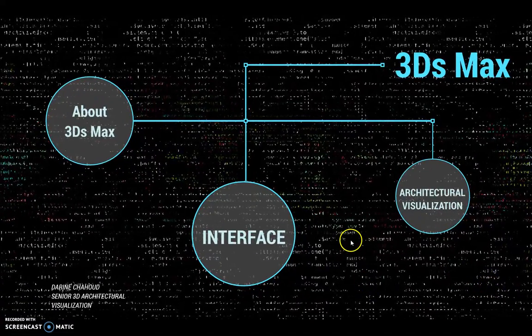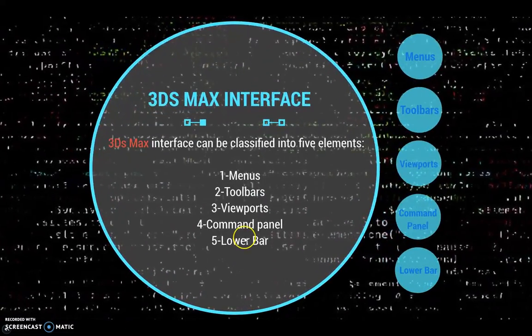Now let's go to the interface. The 3ds Max interface can be classified into 5 elements: menus, toolbars, viewports, command panel, and lower bar.